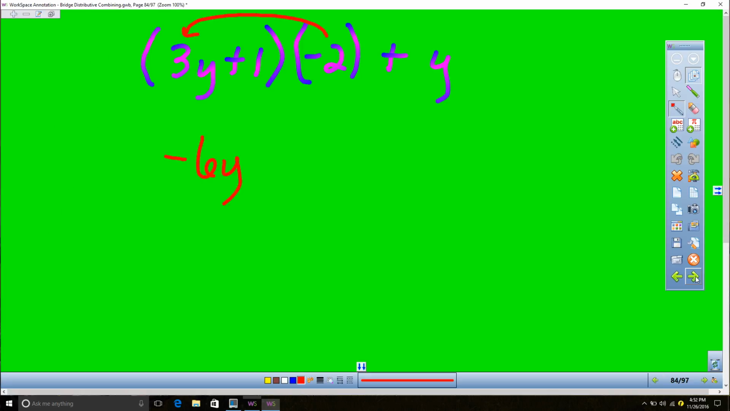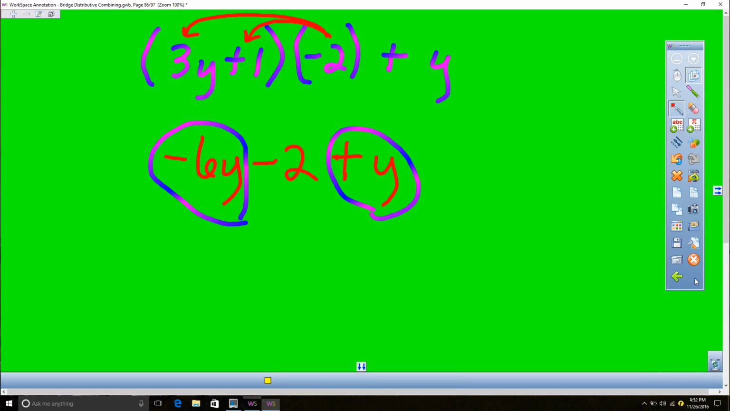So here I can use the distributive property. Now notice I just brought down the plus y. Now I can add the y terms and just bring down the constant.